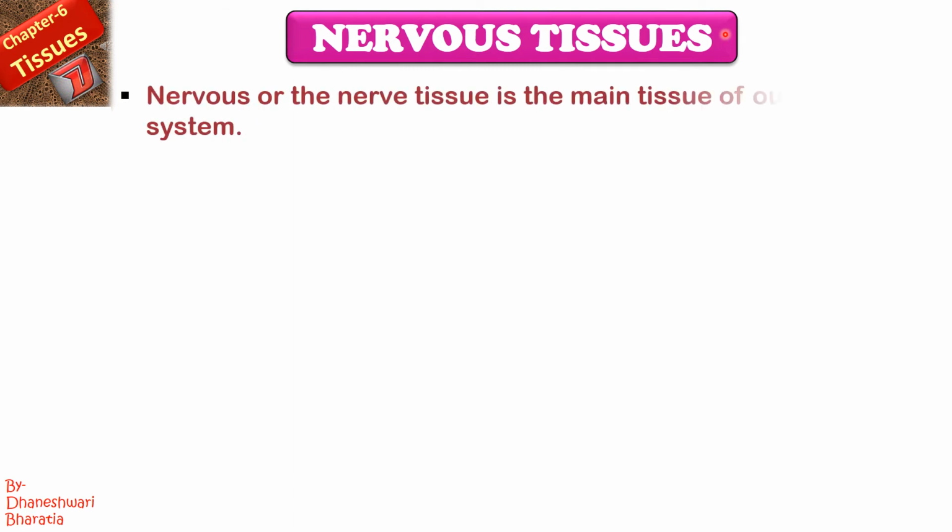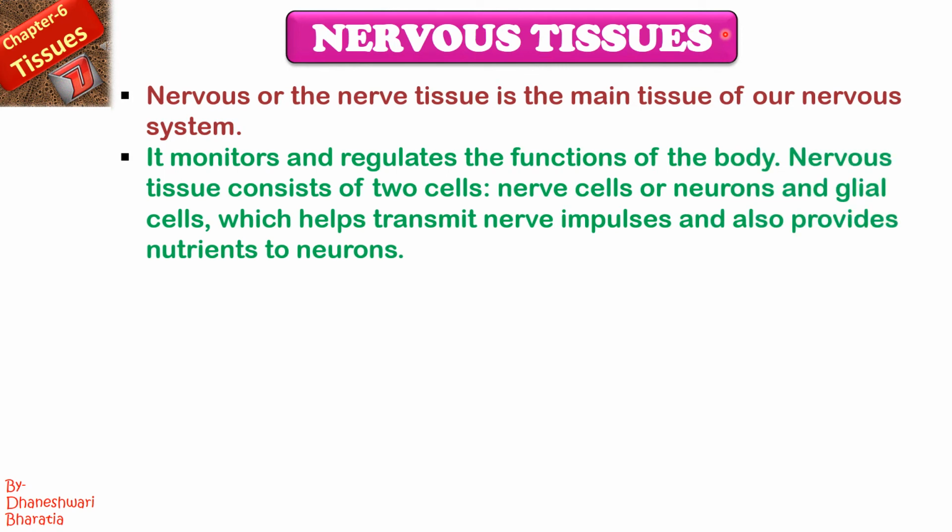CNS is central nervous system and PNS means peripheral nervous system. CNS, that is central nervous system, is made up of brain and spinal cord, whereas in peripheral nervous system all the nerves will be there. Okay, this is only for your reference, right? This tissue monitors and regulates the function of the body.